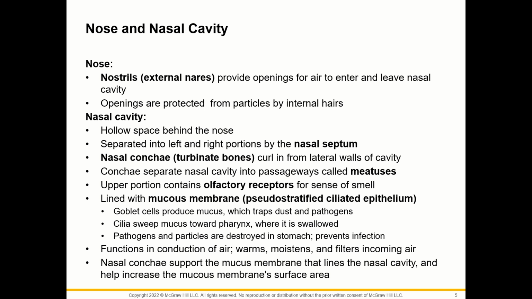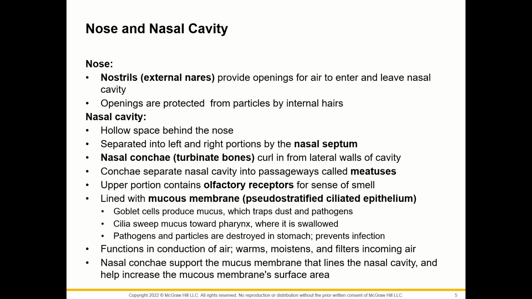The upper portion of the nasal cavity contains olfactory receptors for the sense of smell. And remember, the smell is connected directly to the part of the brain that processes smell. It doesn't go through the thalamus first, so it's a direct passageway for smell molecules to be interpreted by the brain.